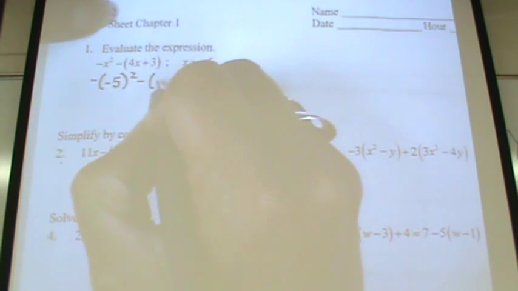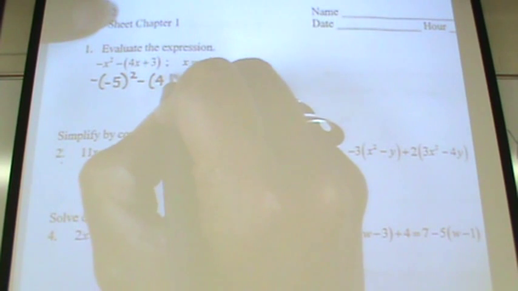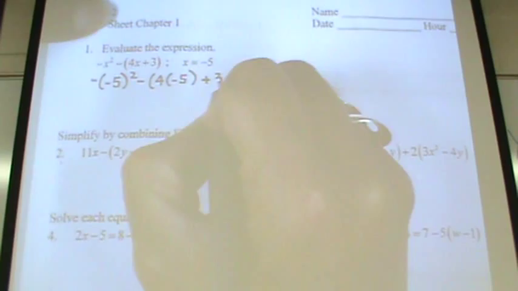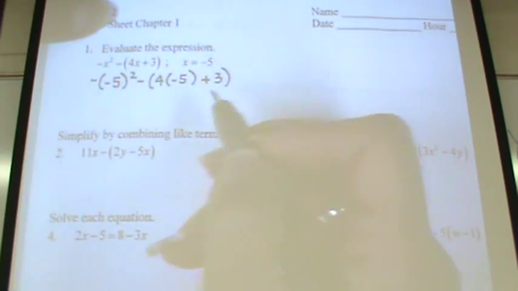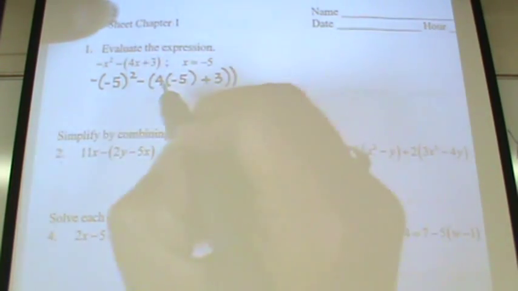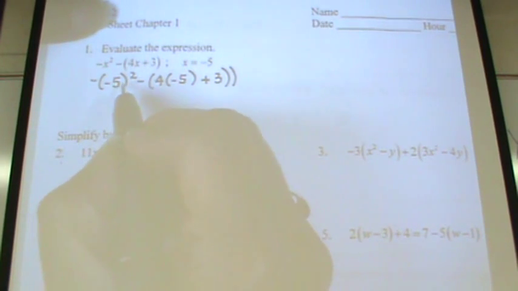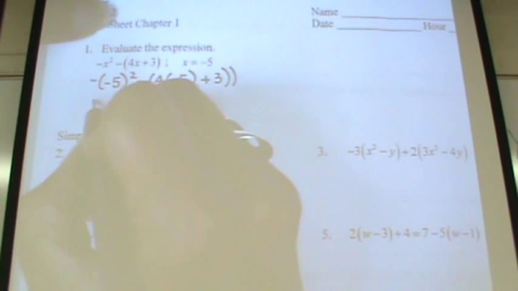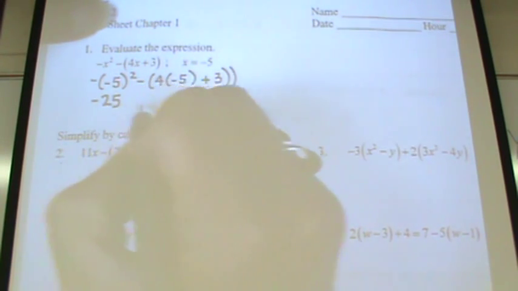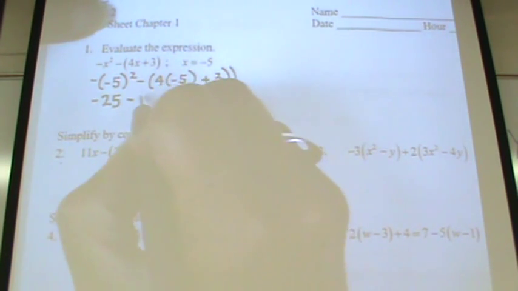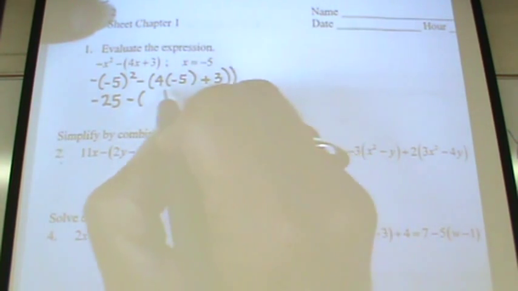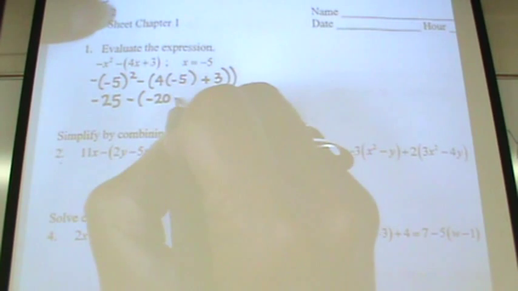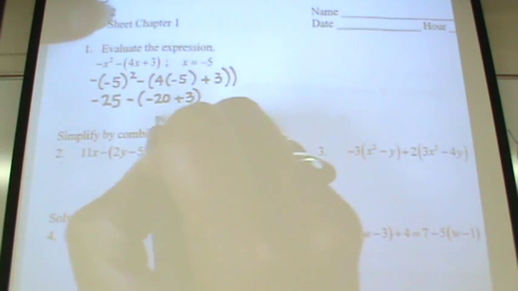So I'm just plugging in 4 times -5. Everywhere I see an x, I'm plugging in a -5. So we have this right here has to be squared. -5 squared is 25, and 25 times -1 is -25. Now we're going to subtract what you get in here. 4 times -5 is -20. -20 plus 3 is -17.